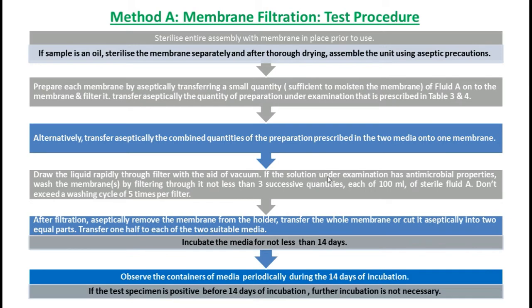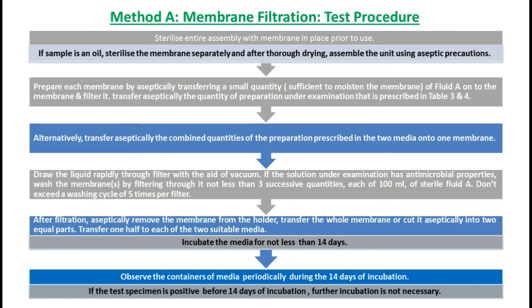After filtering the product under examination, if the product has antimicrobial property, then washing of the membrane is required by filtering through it not less than 3 successive quantities, each of 100 ml, of sterile diluent fluid A. Don't exceed a washing cycle of 5 times per filter.